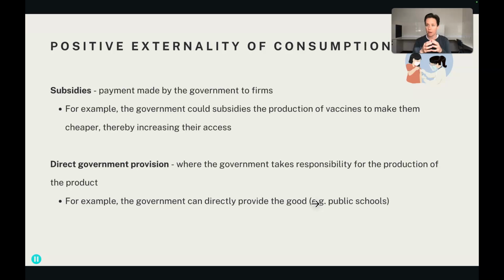I've got in brackets here public schools, which are a great example of a positive externality of consumption. Obviously, we want all our young people to be educated, and in Australia, we have a great divide between public and private schools, and obviously private schooling is not accessible to everybody. So what does the government do? They recognise the positive externality of consumption and they directly provide public schools so that everybody has access to an education such that they can obviously go on and contribute to society once they cross into adulthood.